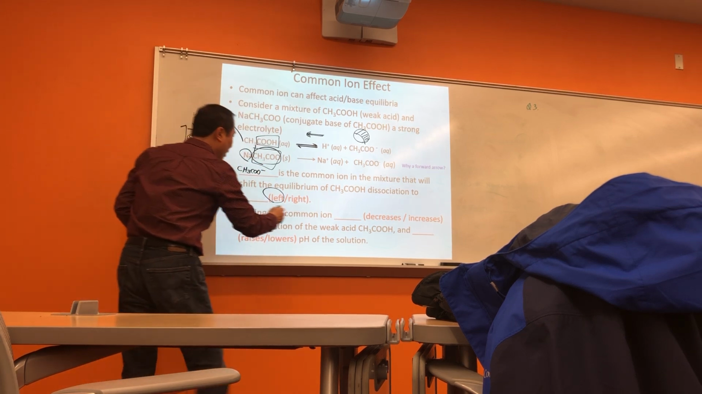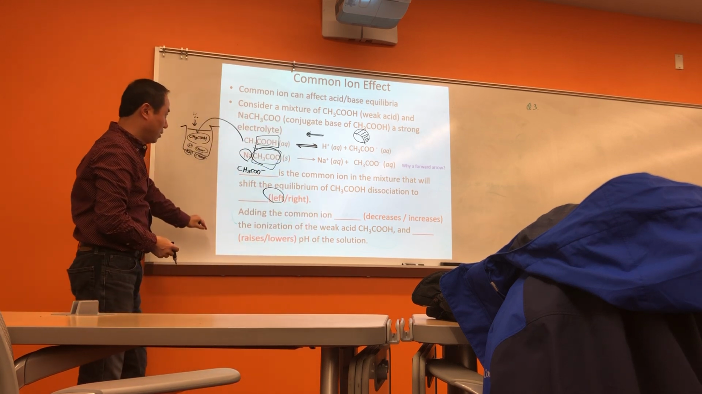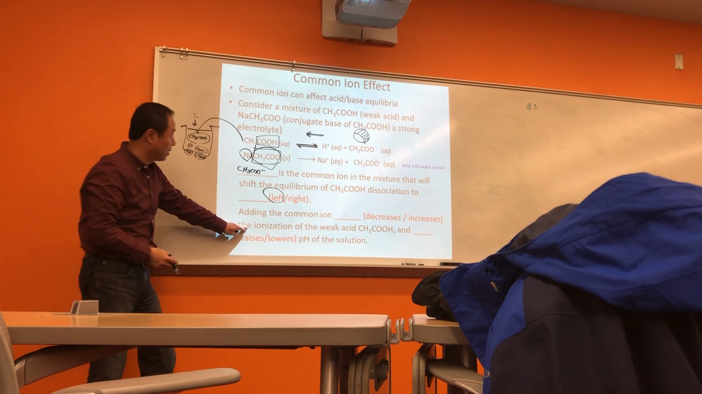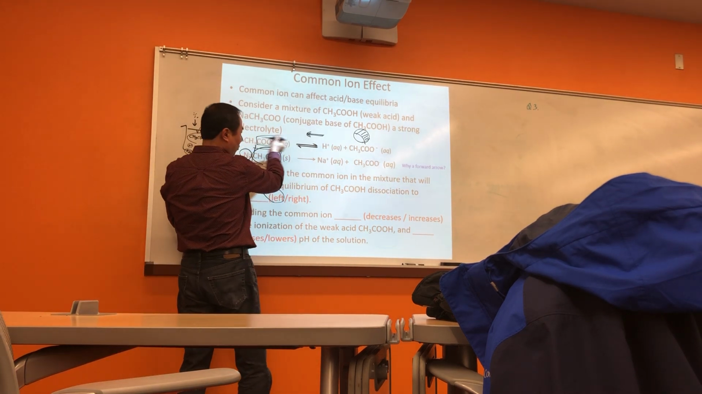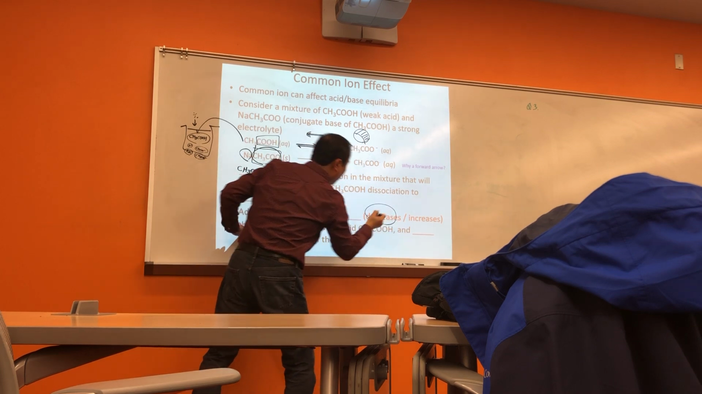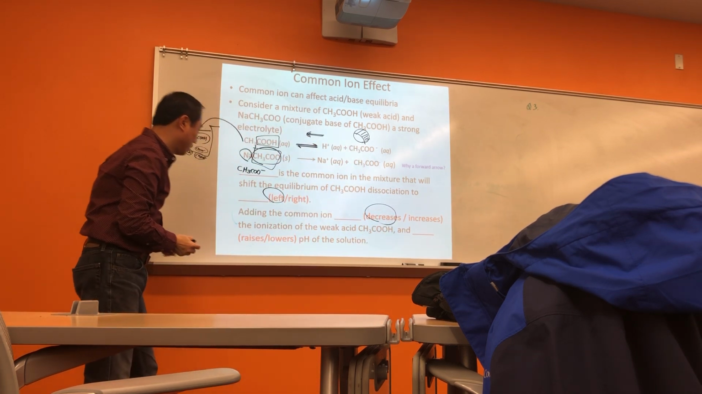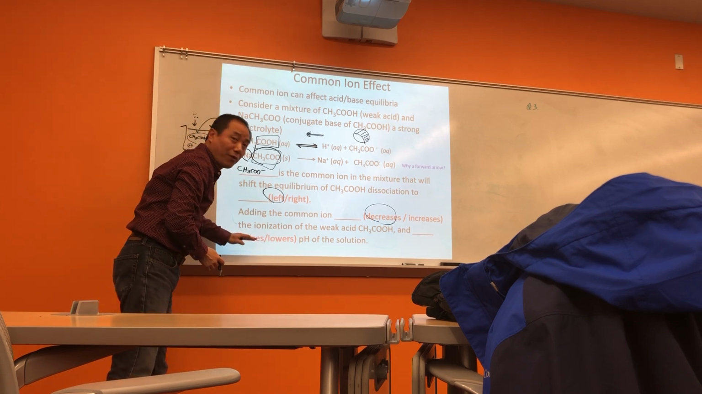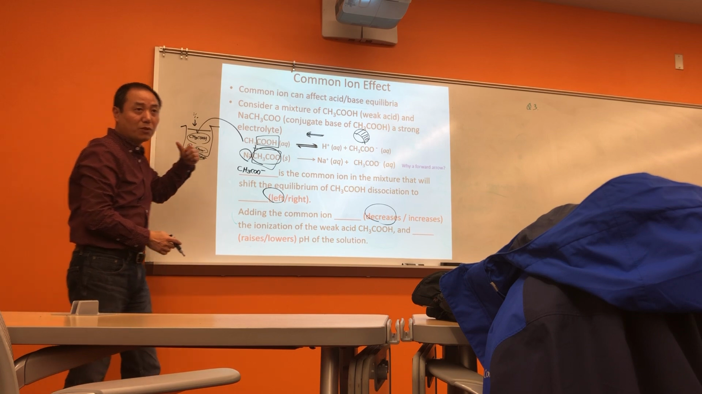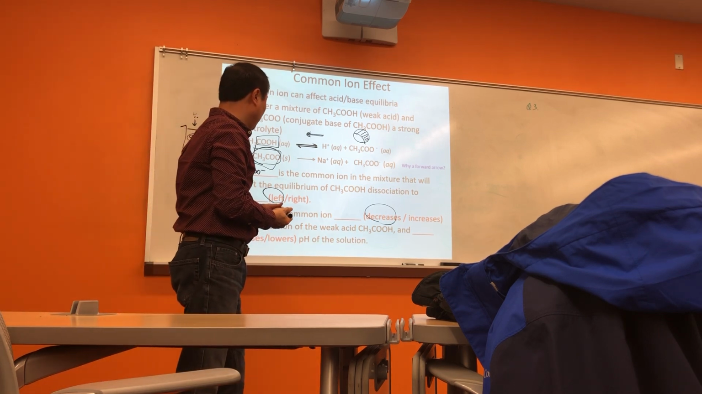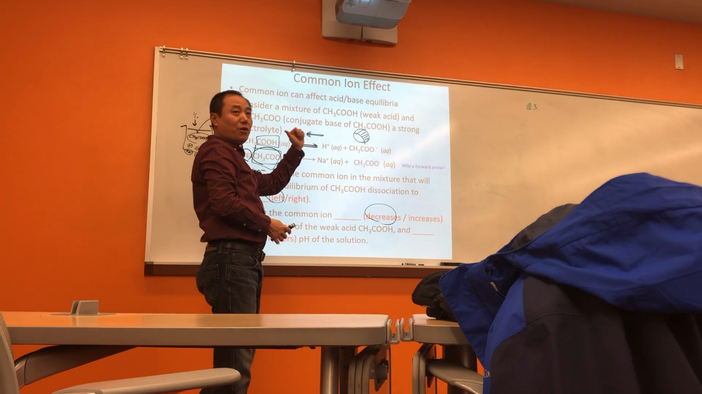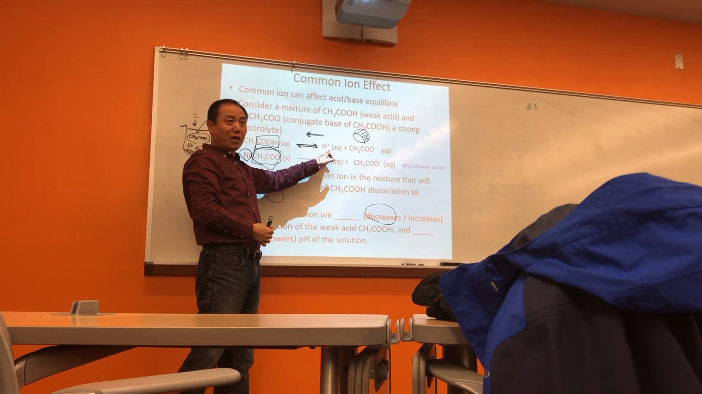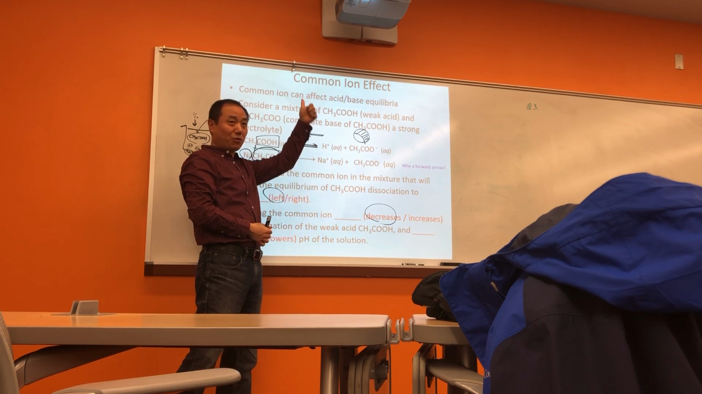So adding a common ion, does it increase or decrease ionization? Decrease, because the equilibrium shifts, pushing back to reactant. That decreases the ionization. Then does that increase the pH? Does the pH go up or down? Raise. Because if you shift this way, you're going to have less hydrogen ion. Less hydrogen ion is more basic. The pH will go up. Okay?